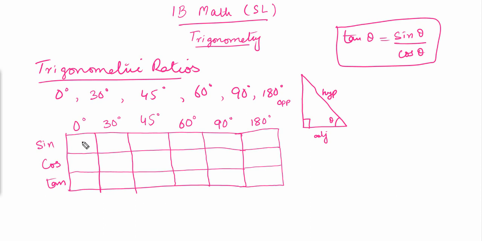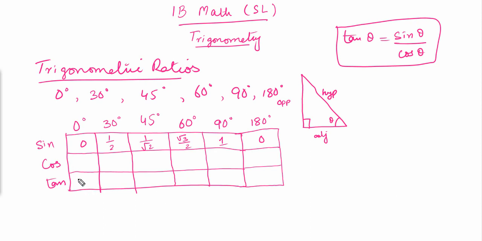Sine of 0 is 0. Sine of 30 is 1 over 2. Sine of 45 is 1 over root 2. Sine of 60 is root 3 over 2. Sine of 90 is 1. And sine of 180 is 0.